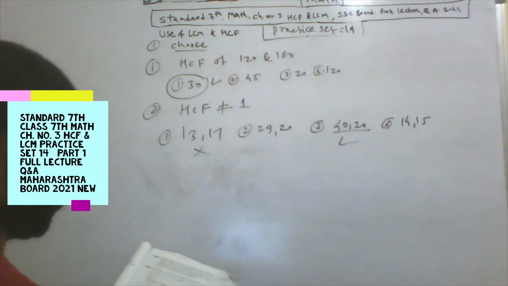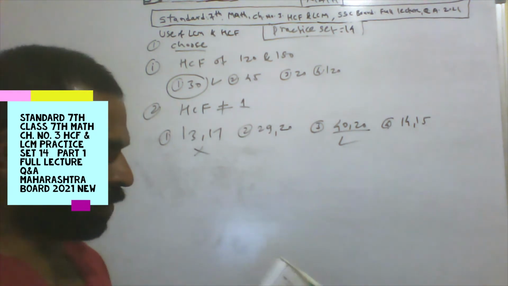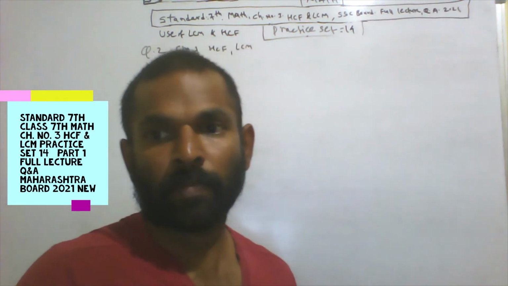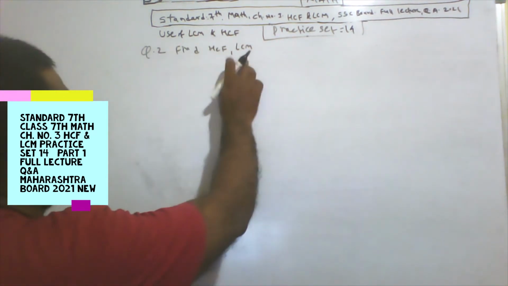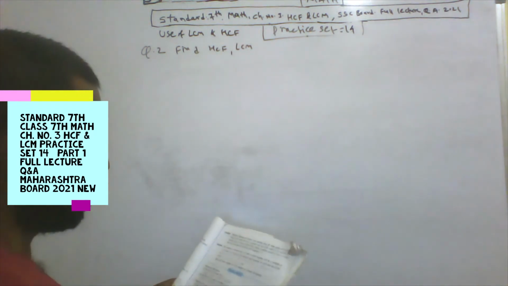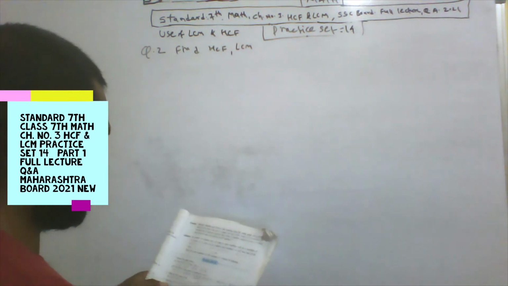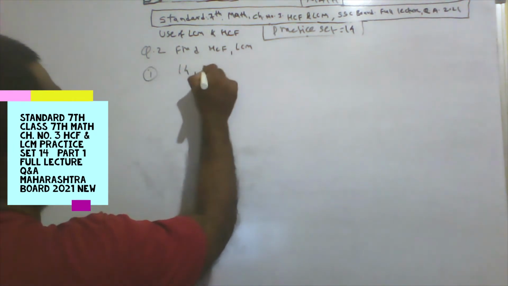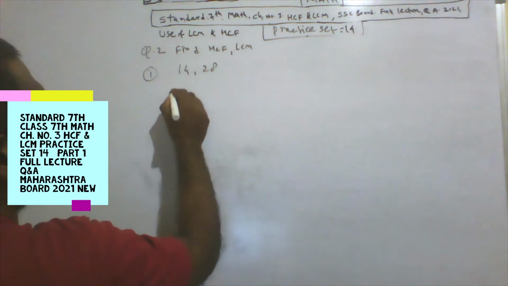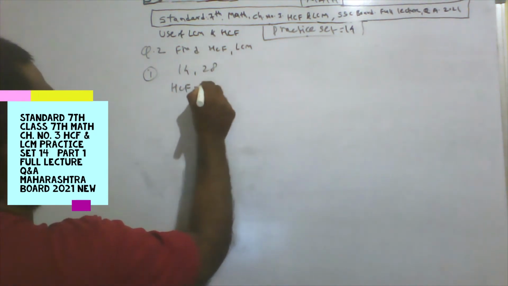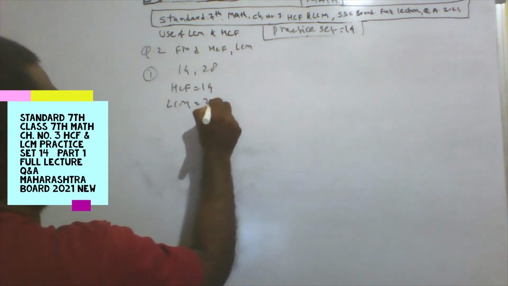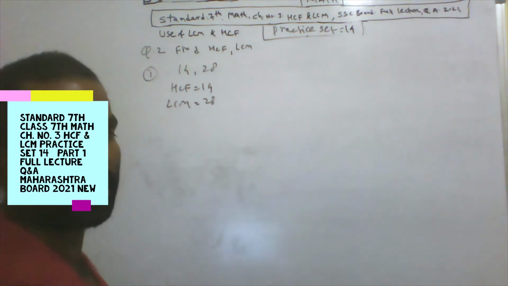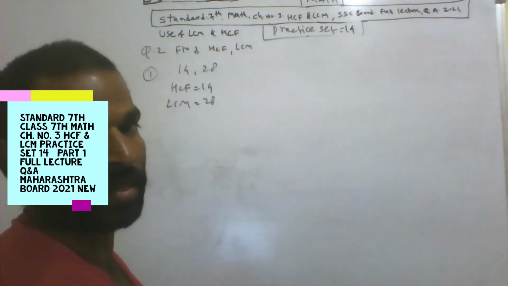Now we are going to solve question number 2, which is how to find the HCF and LCM. Find the HCF and LCM. There are 5 sub questions. One is 14 and 28, so HCF is 14 and LCM is 28. Always remember, when the bigger number is a multiple of the smaller number, then the bigger number is the LCM and the smaller number is the HCF.